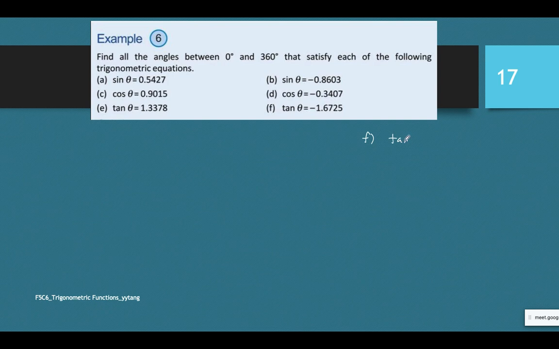Okay. Last, F. Alright, so F, tangent theta equals to negative 1.6725. Okay, how do we start? Add sugar to coffee. Very good. Got a response. Very good. So, tangent theta negative. Negative means it is not first, not third. The answer is in the second and fourth quadrant. So I just write the basic angle first. Shift tangent 1.6725. Get what?